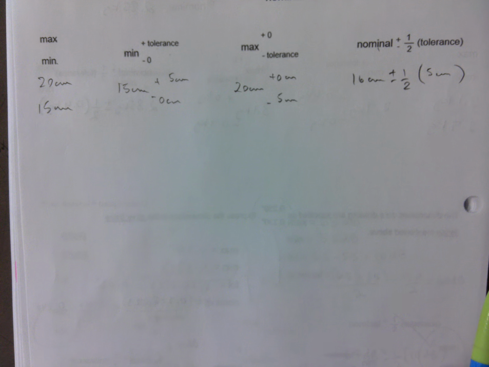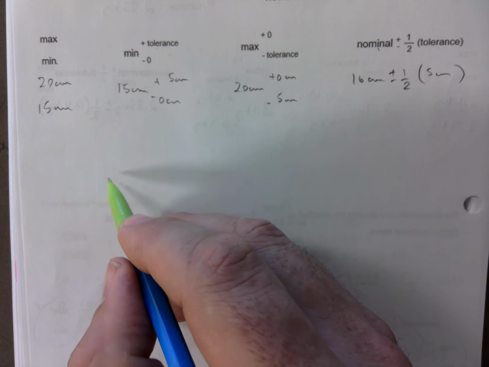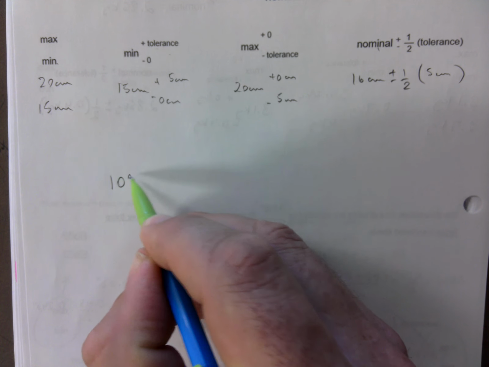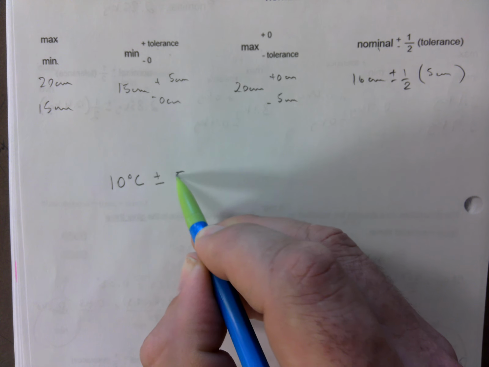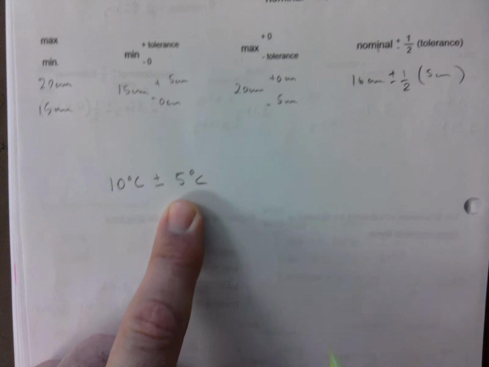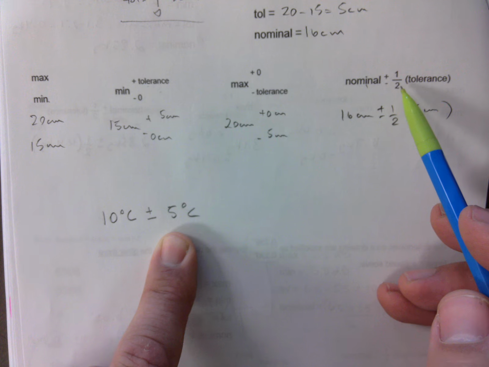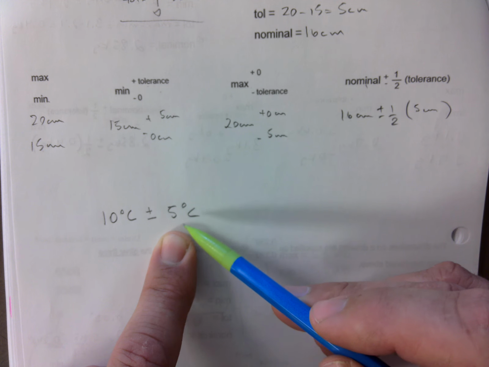I'm going to give you one more curveball that I just now remember. A couple years ago they did this. I'm just going to grab 10 degrees Celsius plus or minus 5 degrees Celsius. They actually said this is a measurement with its tolerance. Does this look like any of the four? No. It sort of looks like this, but it doesn't have the half, correct?